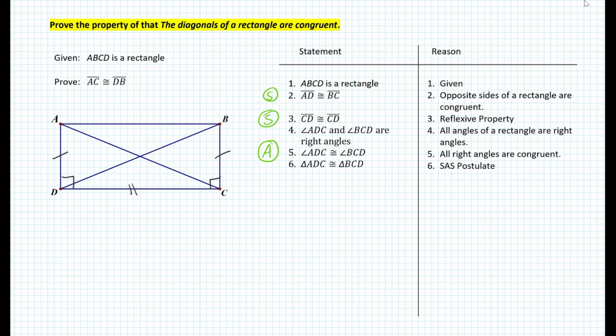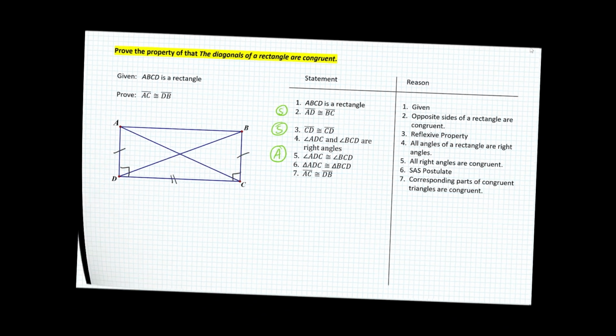So how do we know that segment AC is congruent to segment DB? Simply because corresponding parts of congruent triangles are congruent. And that's basically it with this proof. Again, let's review what we have learned in today's lesson.